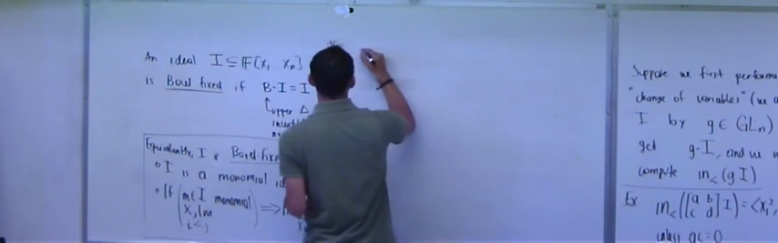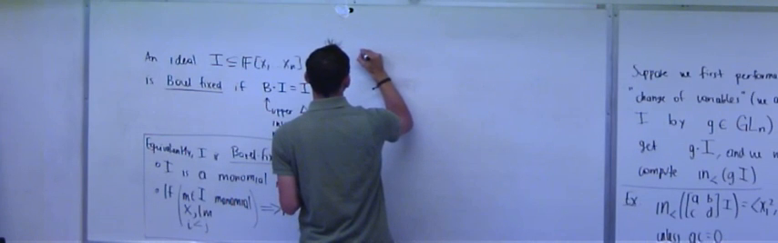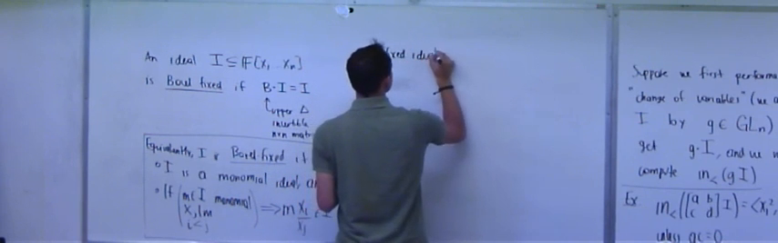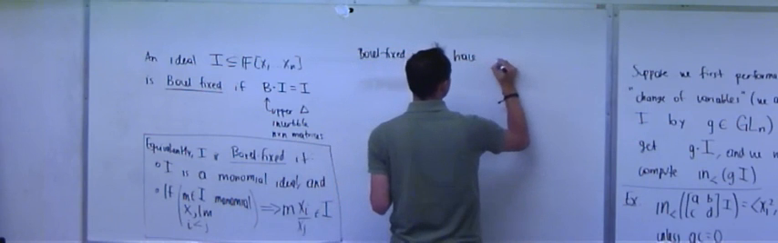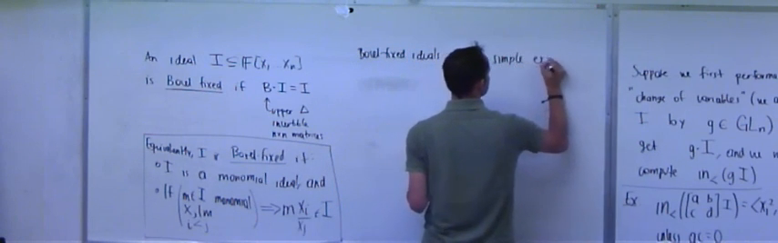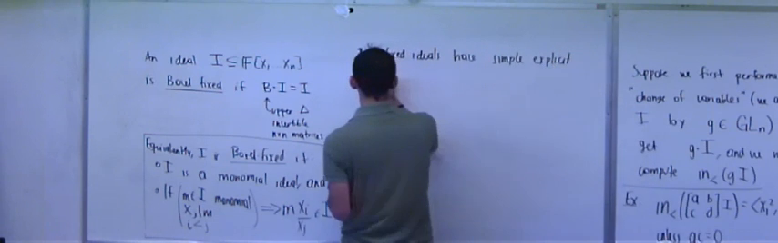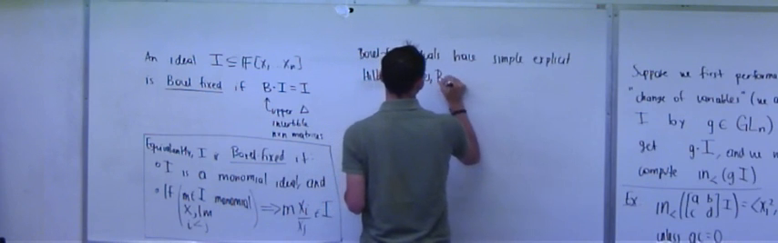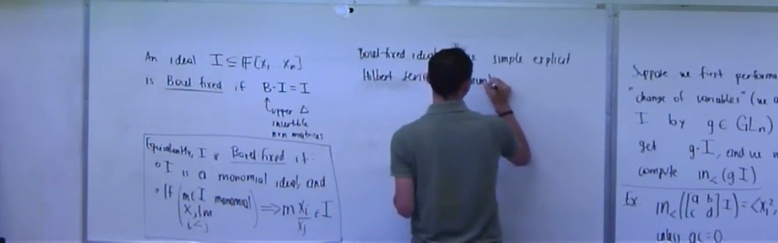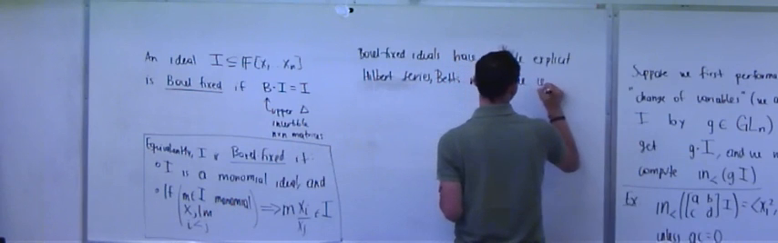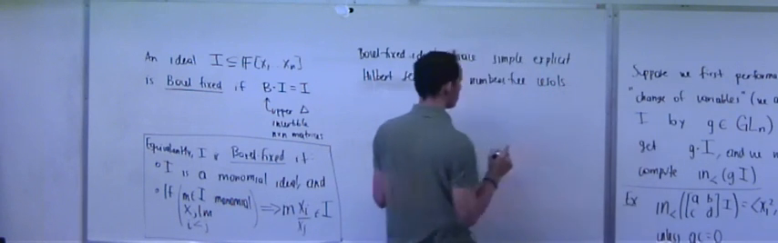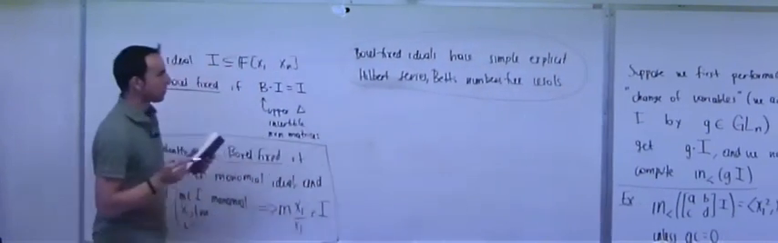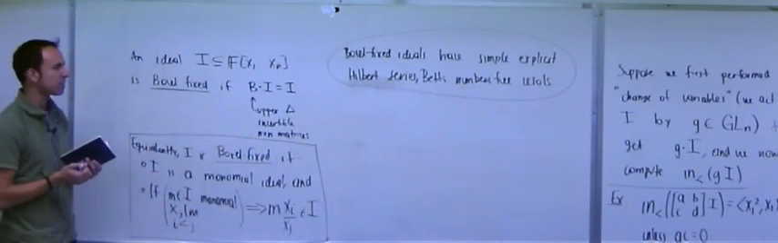But maybe I'll just say it. So the nice thing is Borel-fixed ideals have simple, explicit Hilbert series, Betti numbers, free resolutions. And this is kind of the punchline, really. That even though they're not monomial, they're still very nice. Okay?